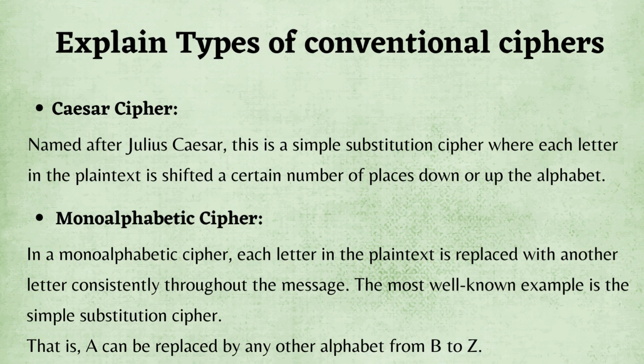The next one is monoalphabetic cipher. In a monoalphabetic cipher, each letter in the plaintext is replaced with another letter consistently throughout the message. The most well-known example is the simple substitution cipher. That is, A can be replaced by any other alphabet from B to Z.